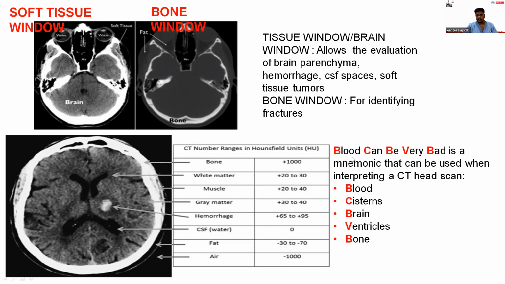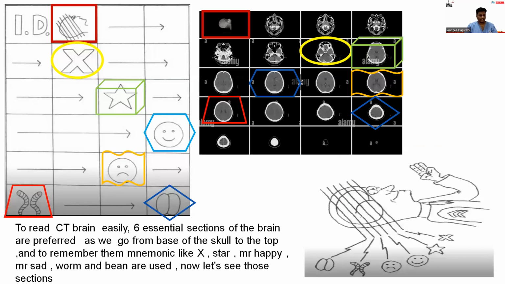I use "blood can be very bad" as a mnemonic to read the CT. Whenever I have a CT scan in my hand, I look for the blood and bleed, and then look for the cisterns, whether they are enlarged or not. Then I see the brain parenchyma, then the ventricles and bones, and each one has its own way of interpreting the CT scan.